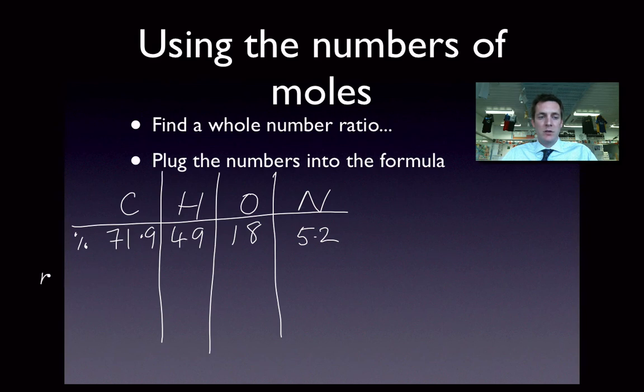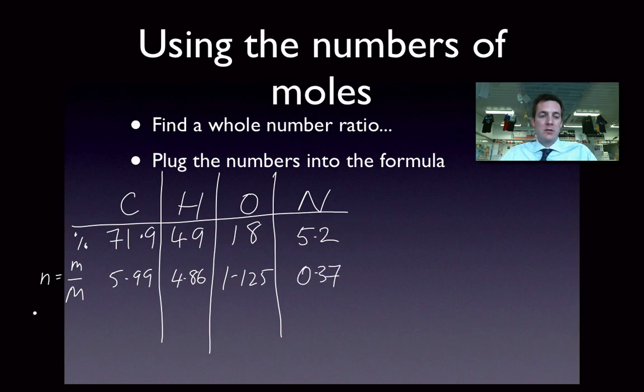So now I'm going to go number of moles, because that equals little m over big M, but we can just use the percentage for the mass, imagining that there's 100 grams. So divide that by 12, and we get 5.99. Divide this one by 1.08, and we get 4.86. Divide this one by 16, and we get 1.125. So I'm just dividing by the atomic masses here. 5.2 divided by 14.01 for nitrogen, that's 0.37.